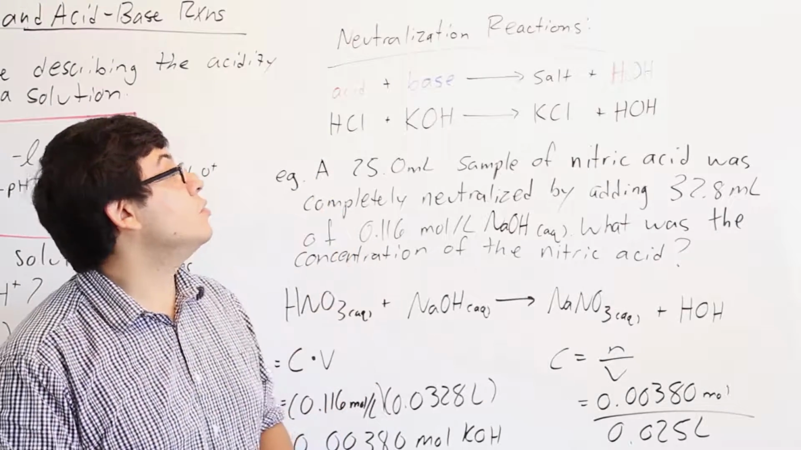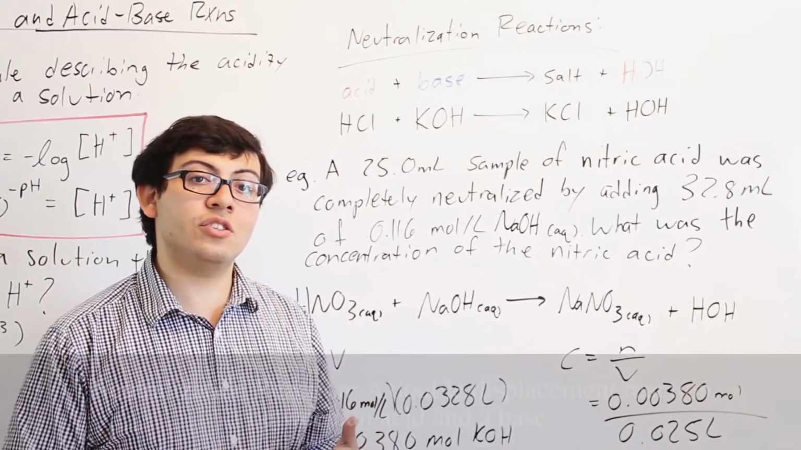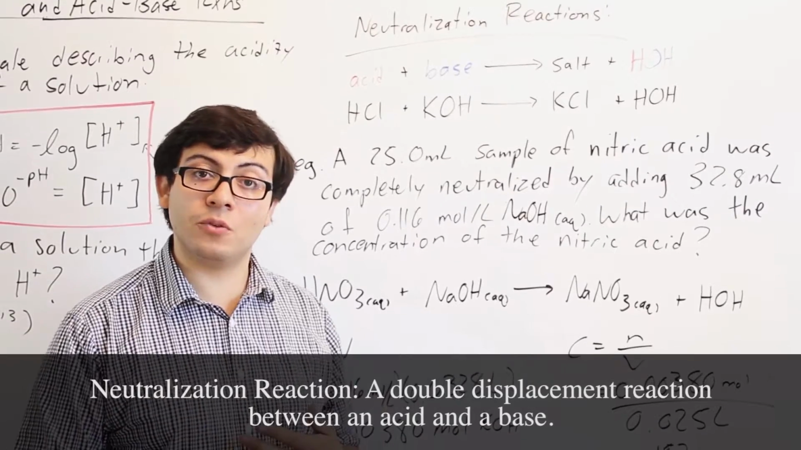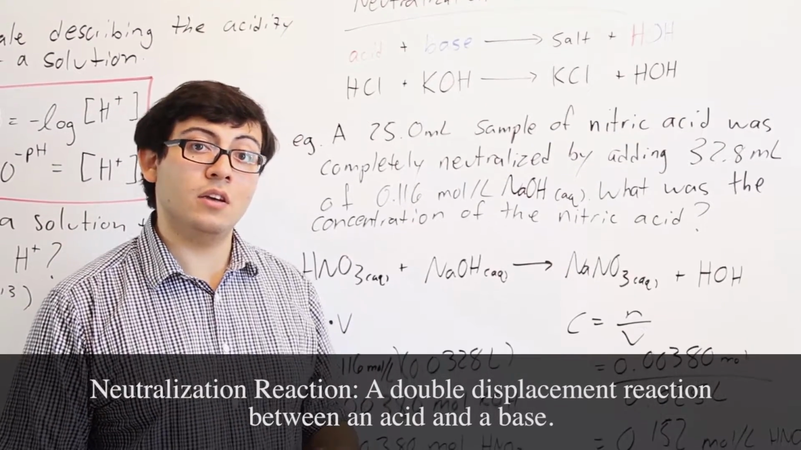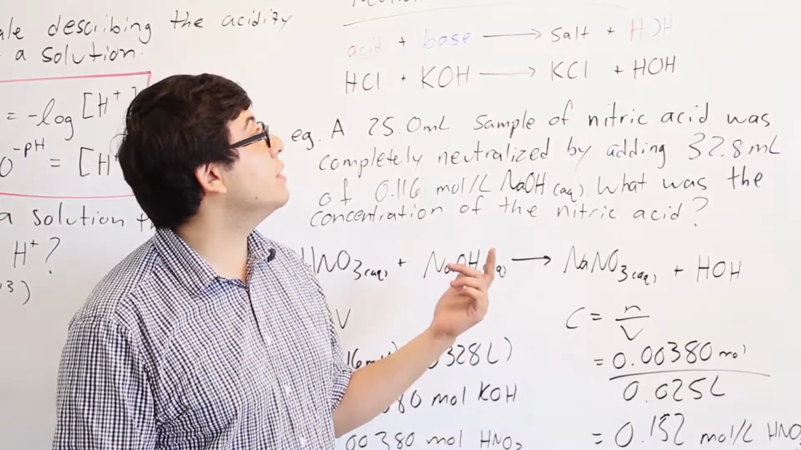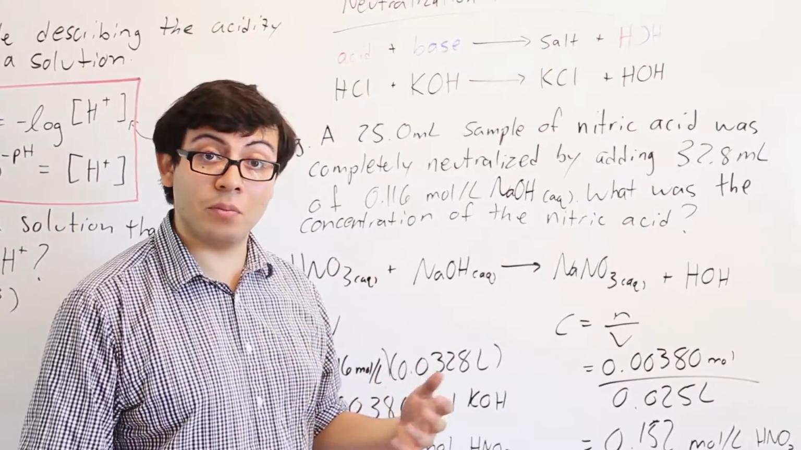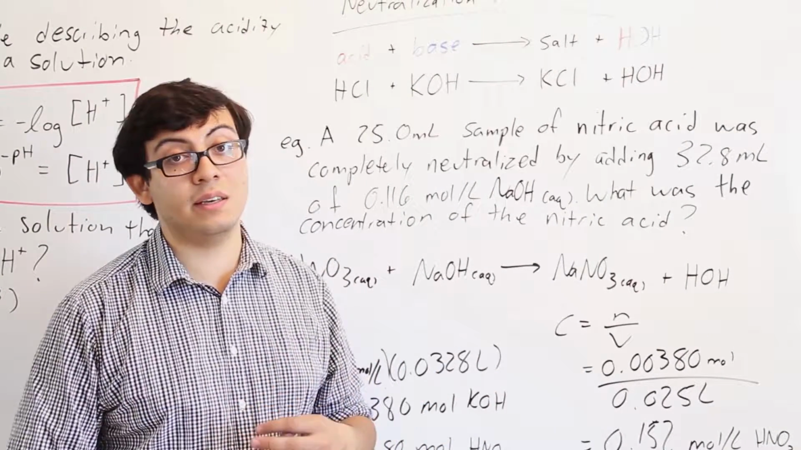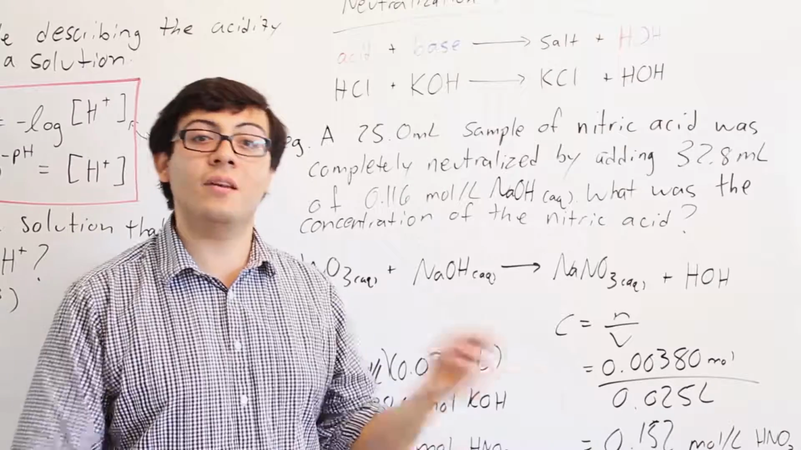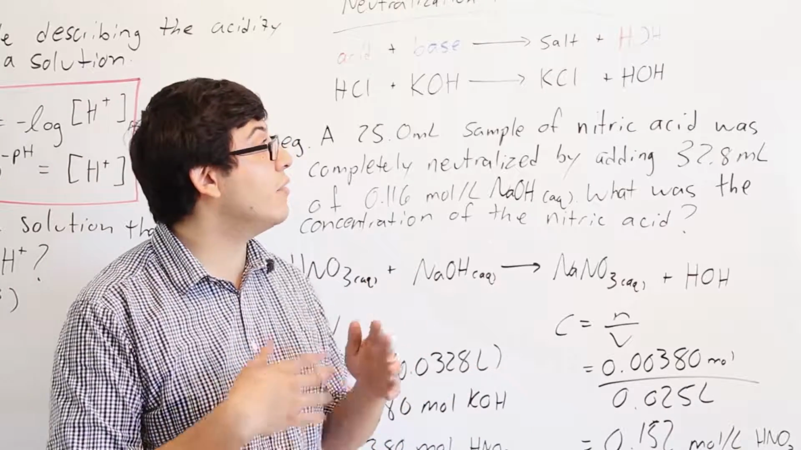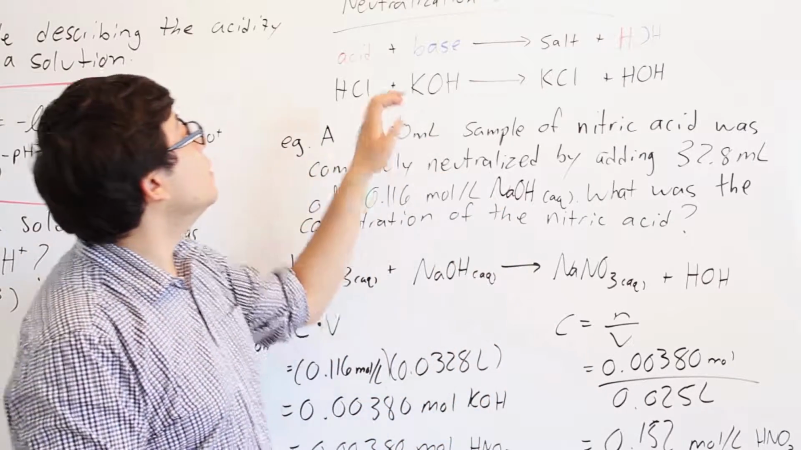So now let's talk about neutralization reactions. A neutralization reaction is a kind of double displacement reaction between an acid and a base. It's called a neutralization reaction because the acidic properties of the acid are neutralized completely by the basic properties of the base, and vice versa. So in the end, you shouldn't have any acid or base.